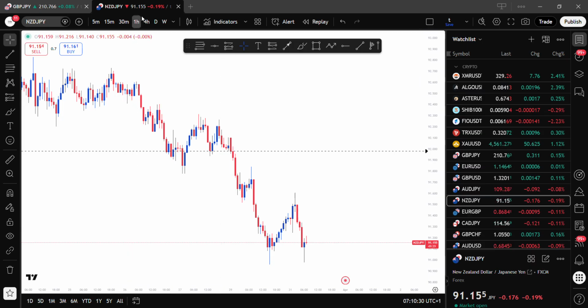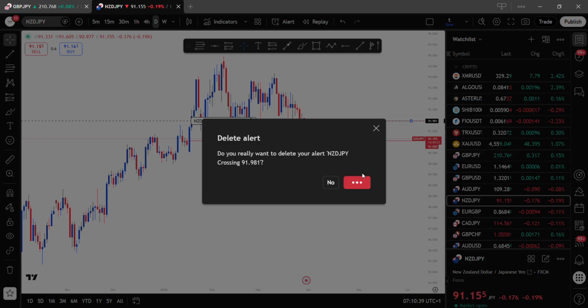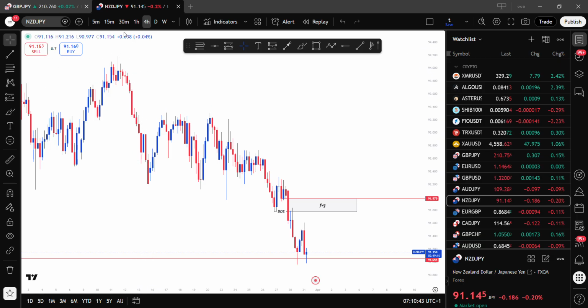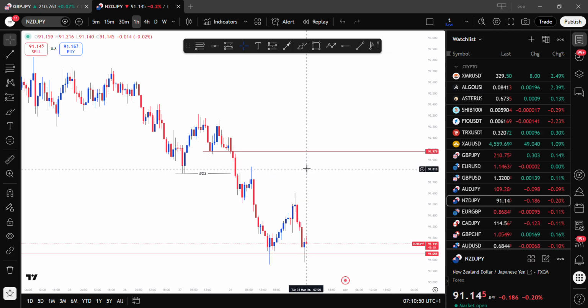On NZDJPY, if you check the daily time frame, as market has been selling, it already sold to this point. So we should most likely be expecting a buy to happen now. I was waiting for a sell entry there before, but now it's sold to that point already. So we should be waiting for a buy to happen. So what are we looking out for? We look out for a change of character from this point. So once market makes a change of character from this point, we should be looking for buys from there.